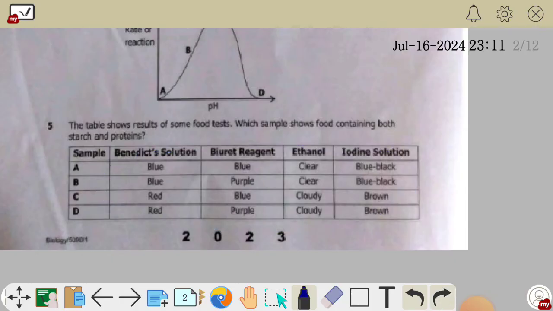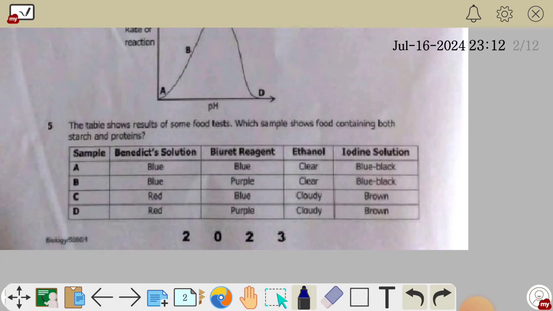Which sample shows food containing both starch and proteins? So here on this table we have Benedict's solution, which is used to test for reducing sugars. We have biuret reagent, which is used to test for protein. Ethanol is used to test for fats, and iodine solution is used to test for starch.